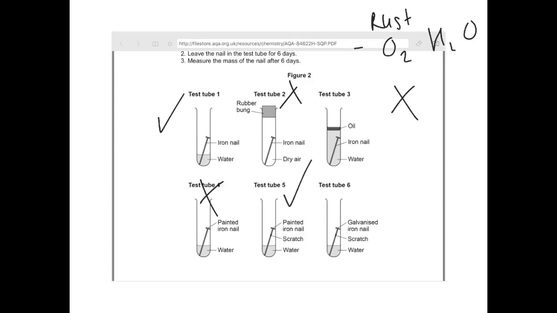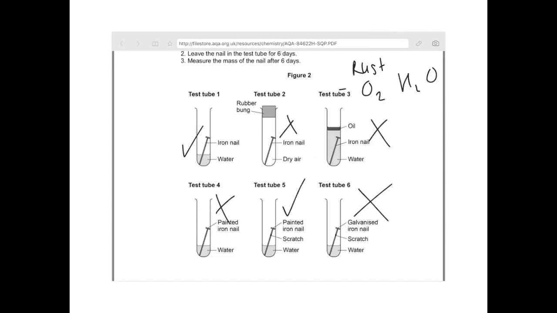Galvanized iron nail and a scratch. The beautiful thing about galvanizing is it doesn't actually matter if there's a scratch, because the way in which the chemistry works means that it can't actually rust, so I wouldn't expect any rusting there. And it would only take me about a minute to work that out, so it's up to you if you're going to spend that time doing that beforehand, but it does mean that when you get to the next questions, hopefully you're a bit more prepared.